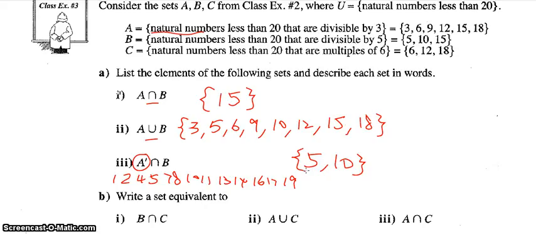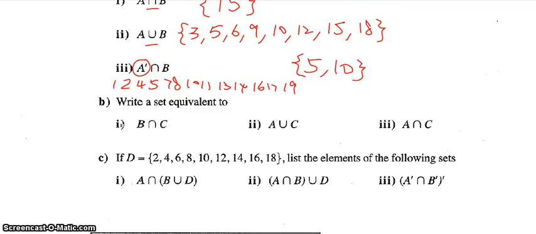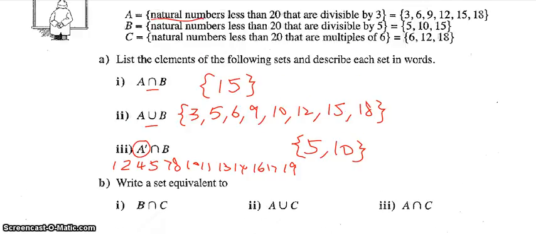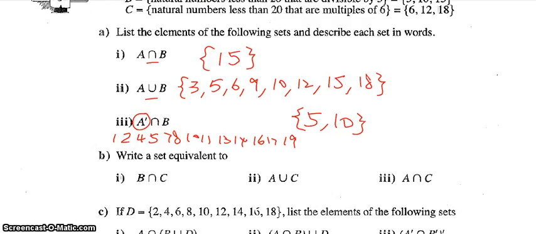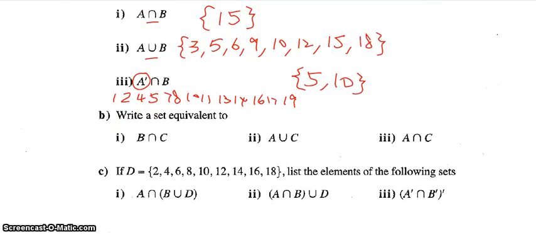Write a set equivalent to B. I'll just write the answer because I'm running out of time. For the following, I'll just write the answer and you try to learn from that, okay? Because I want to keep the video to 15 minutes. I only have 20 seconds left. So B union C, intersection C. I'll write all the answers here and you can refer to it.